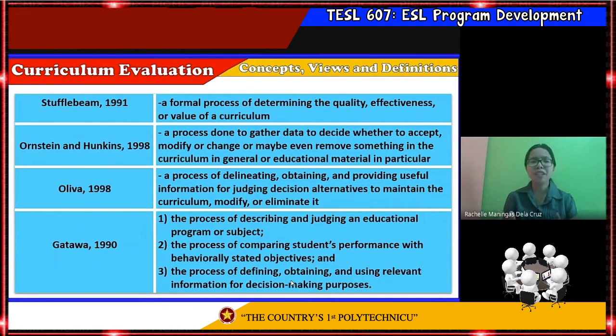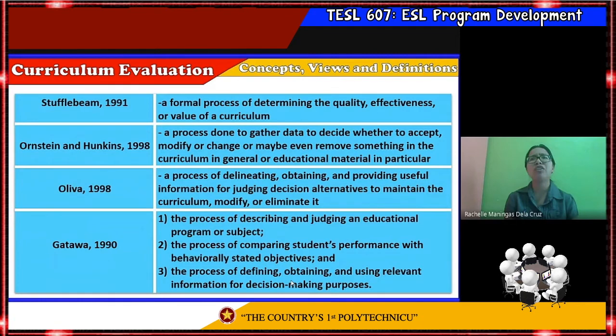Gatawa in 1990 defines curriculum evaluation in three ways. The first one is the process of describing and judging an educational program or subject, followed by the process of comparing students' performance with behaviorally stated objectives, and the process of defining, obtaining, and using relevant information for decision-making purposes. According to Gatawa, his three definitions are somehow interrelated.